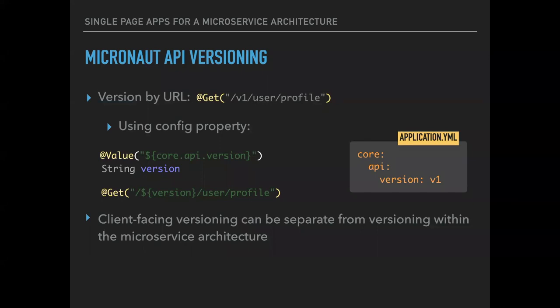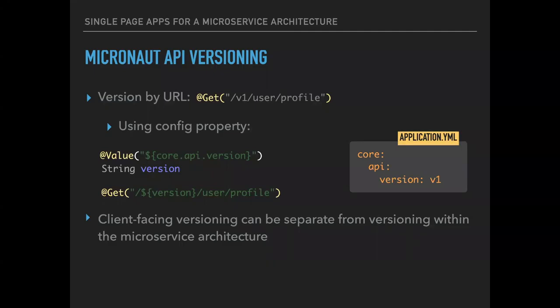So what we're doing here is we've got an API version in our application.yaml file. So core.api.version is being set to v1. Hopefully we're all familiar with YAML here. It's a pretty common configuration format these days. And then we're using the @value annotation to inject that API version property. And then within our get annotation, we can now inject that version into the URL. And this allows us, through configuration, to set what version of the API we are consuming.